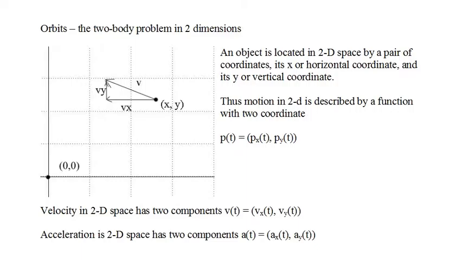Velocity in 2D is a vector and has horizontal and vertical components as shown on the graph, and hence the velocity function has 2 components, vx of t and vy of t. Similarly, the acceleration function has 2 components, ax of t and ay of t.